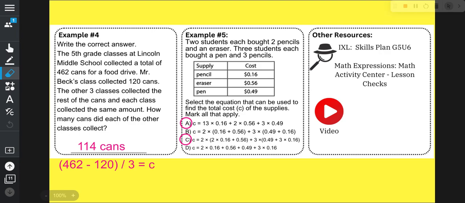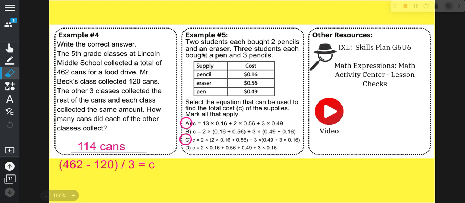Write the correct answer. The 5th grade class at Lincoln Middle School collected a total of 462 cans for the food drive. Mr. Beck's class collected 120 cans. So we're going to take the 462 minus the 120 to find out how many cans the other 3 classes collected. And then we're going to take that amount and divide it by 3, since there were 3 classes that collected that amount. And they all collected the same amount of cans. So they collected 114 cans.